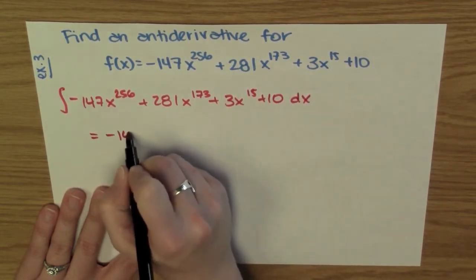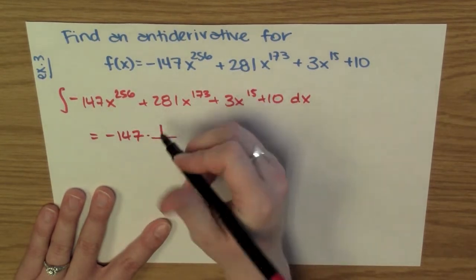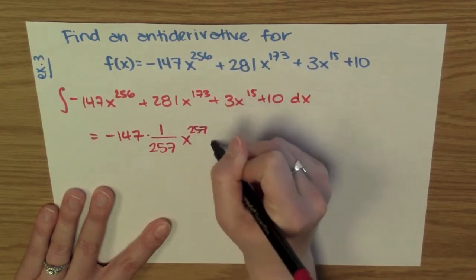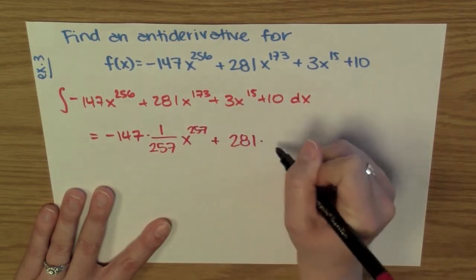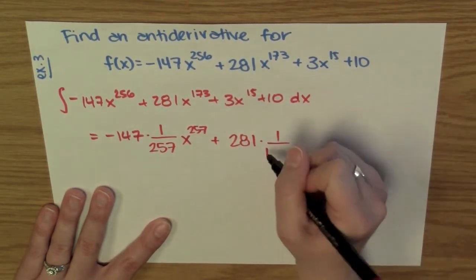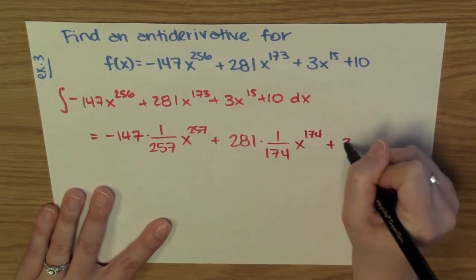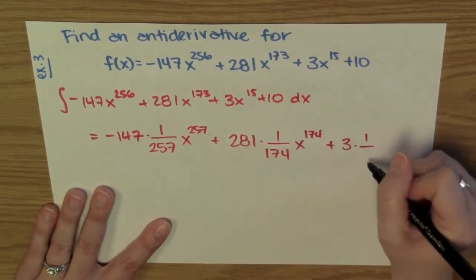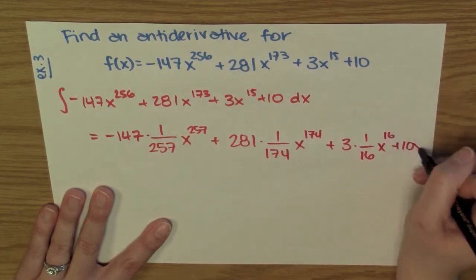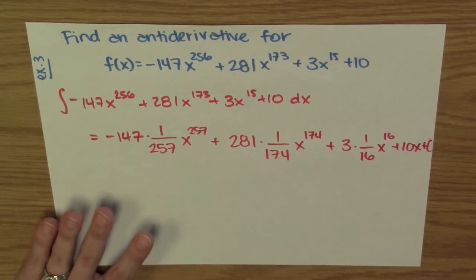Well, negative 147, we're getting pretty good at this by now, 1 over, add 1 to the exponent, 257, x to the 257th, plus 281, 1 over the exponent going up to 174, x to the 174th, plus 3 times 1 over the exponent going up to 16, x to the 16th, plus 10x, plus our constant, which just barely fits on the end of the page there.